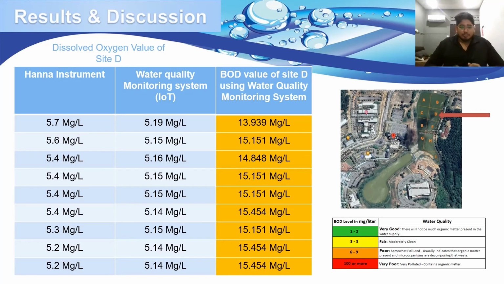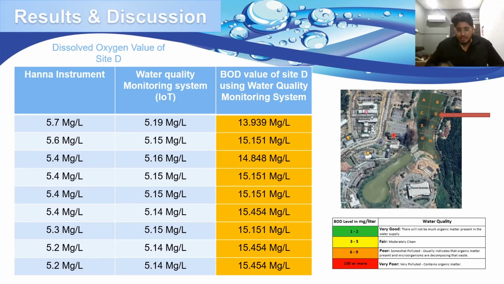I would say both of the devices are equally efficient in taking the values, but mine is better since I wouldn't have to go into the site and take the time and effort to calculate the dissolved oxygen value. My device at the same time also calculates and gives a rough estimate of the biochemical oxygen demand value.